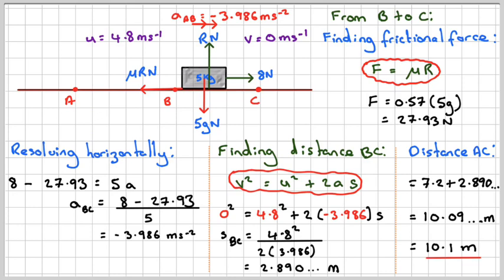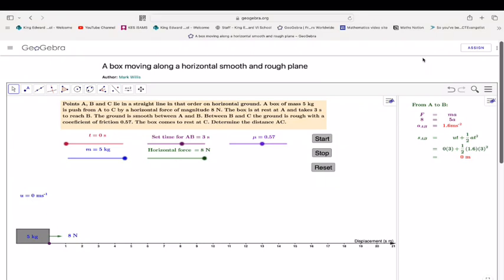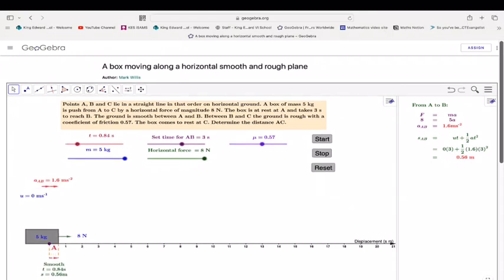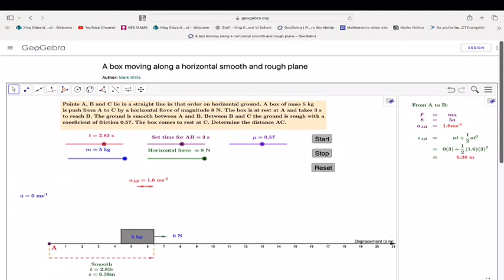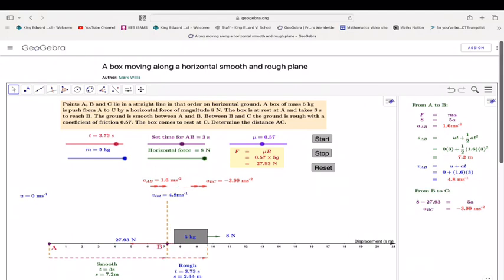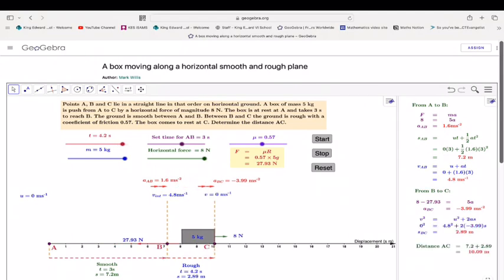Now to go with this video, I've got this GeoGebra app. The link I'll put in the notes of the video. So here we have the whole thing set up. So if we press start, and then we get the whole thing coming up, and we get it stopping at C here. So we get the distance here exactly. We can see that AC is roughly just over 10 meters.